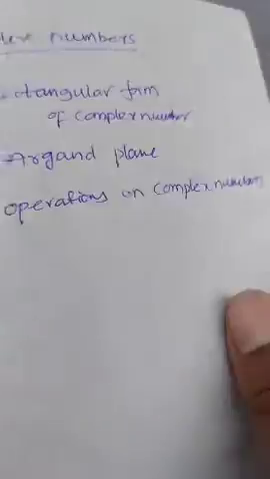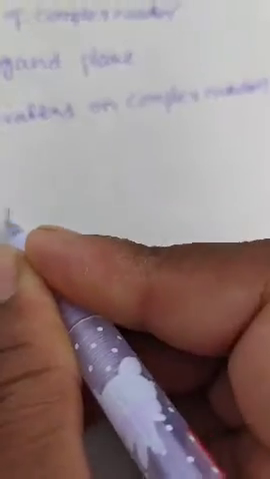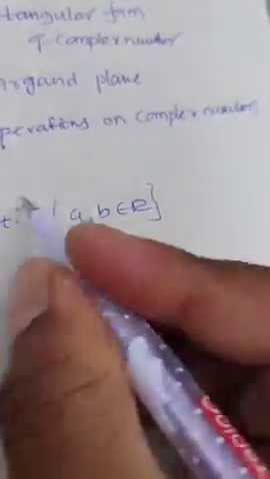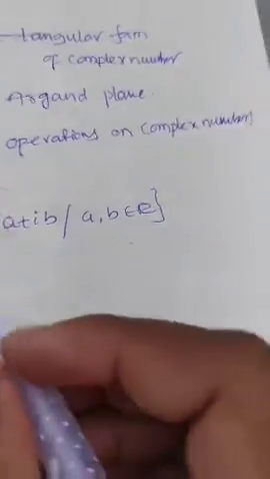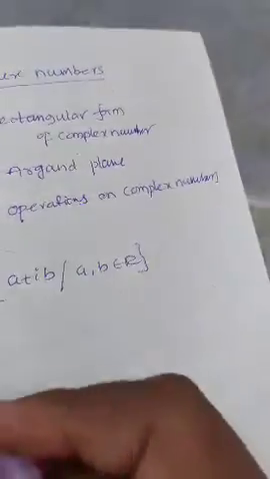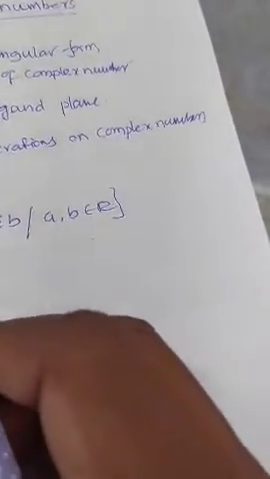We know complex numbers are denoted by capital C, which contains the numbers which are in the form of a plus ib, where a, b are real numbers. So the set of all these numbers are called complex numbers or imaginary numbers, and this set is denoted by capital C. So what is the rectangular form?